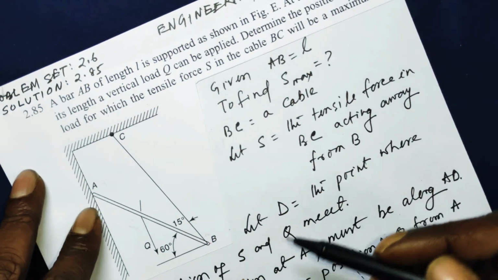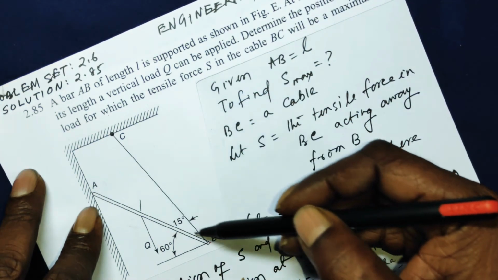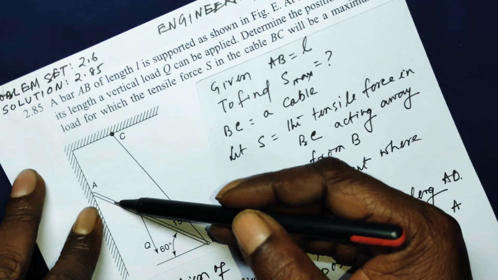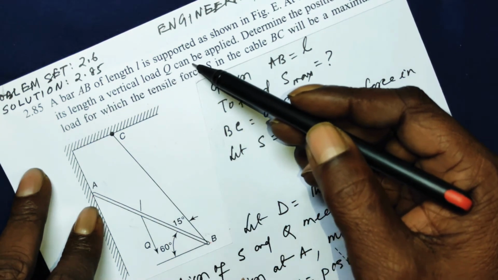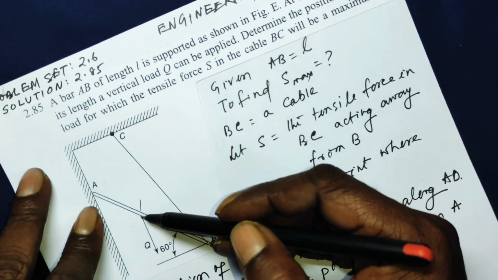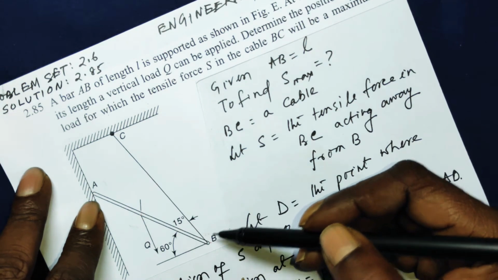This figure is as given in the book. At any point along the length, which means it can be here, it can be here, it can be here, anywhere, a vertical load Q can be applied. This Q is applied at some point along the length of the rod AB.